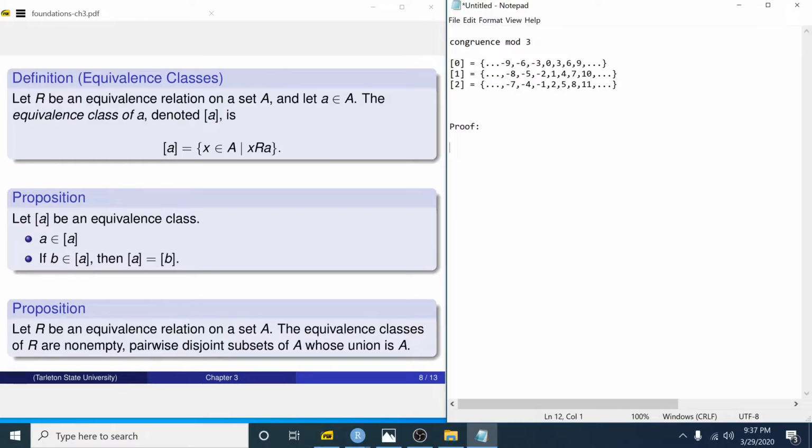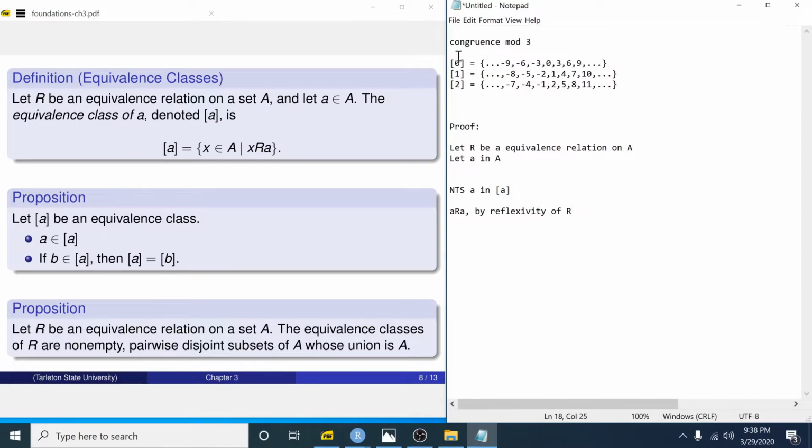Okay, the first thing we need to do is let R be an equivalence relation on A. And so let's go ahead and let a be in A. So all of that is set up. So the first thing we need to do is show that a is in [a]. Well, this is really easy because a is related to a by reflexivity of R.